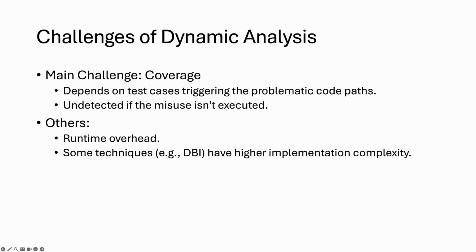Dynamic analysis also has limitations. Its main challenge is coverage. It can only find problems in the code paths that actually get executed during the test run. If your tests don't trigger the faulty code, the issue remains hidden. Achieving good test coverage can be difficult. There's also potential runtime overhead from the monitoring, and setting up the necessary hooks can sometimes be more complex than running a static analyzer. So basically, you are trading coverage for accuracy.